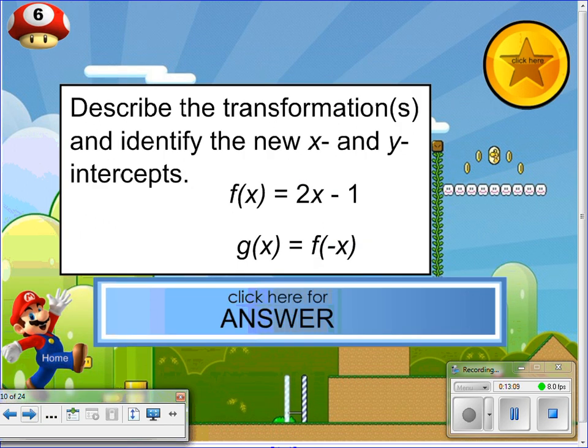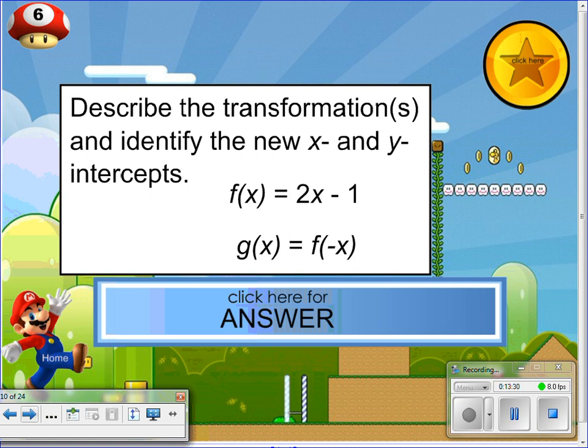Okay, 6 says describe the transformations and identify the new x and y intercepts. So we're going to describe the transformation and then we're going to identify the new x and y intercepts. Now remember that you can find the x and the y intercepts without even graphing it. So kind of keep that in mind as we're going through.